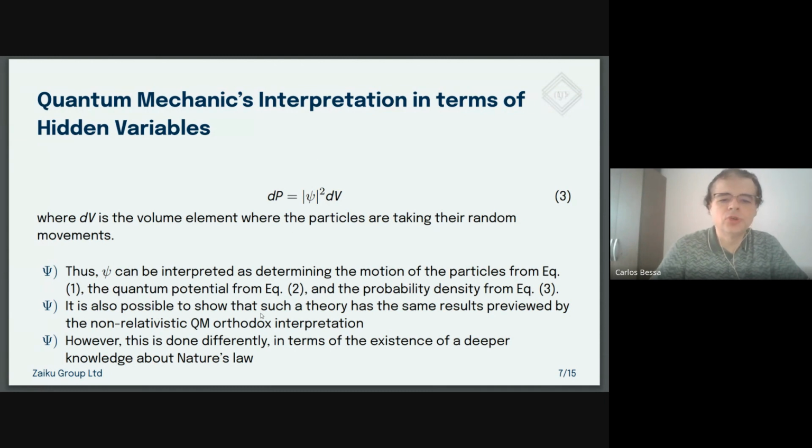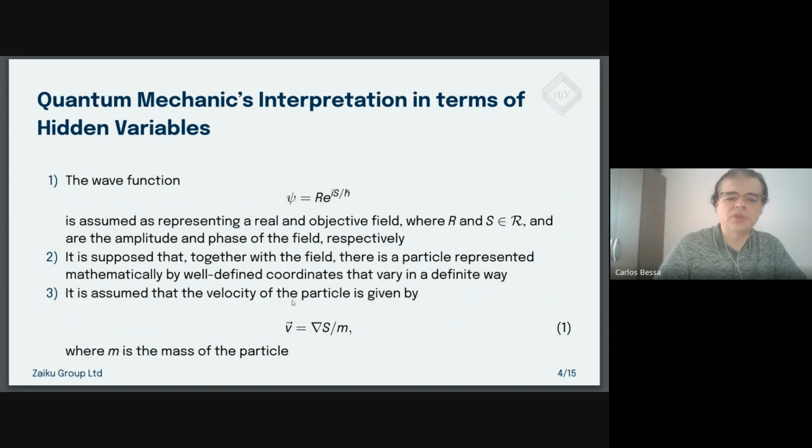It's also possible to show that such a theory has the same results foreseen by the non-relativistic quantum mechanical orthodox interpretation. However, this is done differently, in terms of the existence of a deeper knowledge about nature's laws. Now the things are totally deterministic, right? Because the Schrödinger equation is deterministic, but when you solve it, you are relating to these extra parameters, so that, for instance, you can determine the trajectories of the particles.